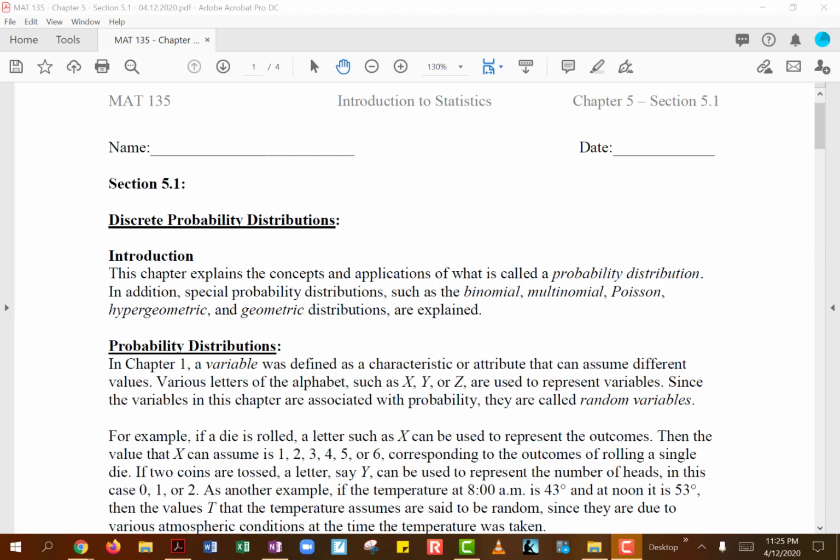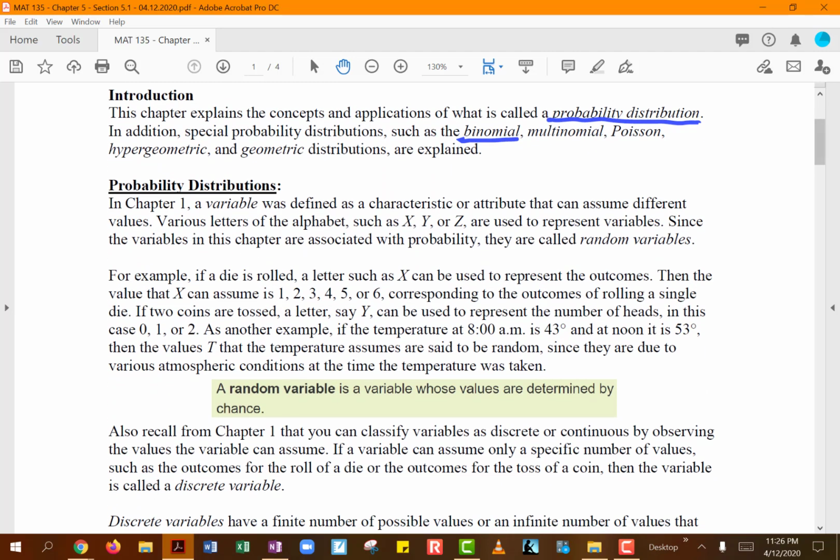Hey everyone, so we're looking at section 5.1 today. As you can see, we will be talking about discrete probability distributions. Of course, we do want to start out with what a probability distribution is and then get a little bit more detailed into this. Specifically, we will be concentrating on the binomial distribution, but obviously, as you can see, there are other forms such as multinomial, Poisson, hypergeometric, and geometric as well.